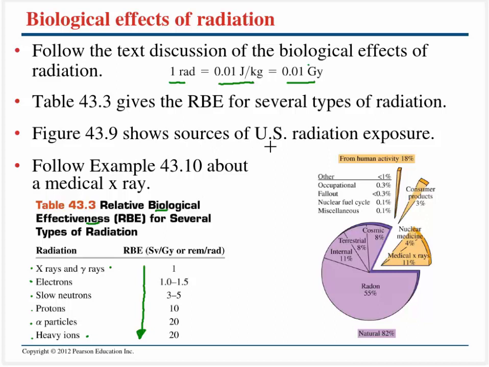Now let's take a quick look at the sources of radiation exposure that we have in our everyday lives. Keep in mind that the human activity is going to be the orange ones, and medical X-rays or nuclear medicine are going to be here, and then consumer products and things like nuclear fallout are going to be in there. So less than 20%. We do have some terrestrial and cosmic radiation. We do have things like radon.